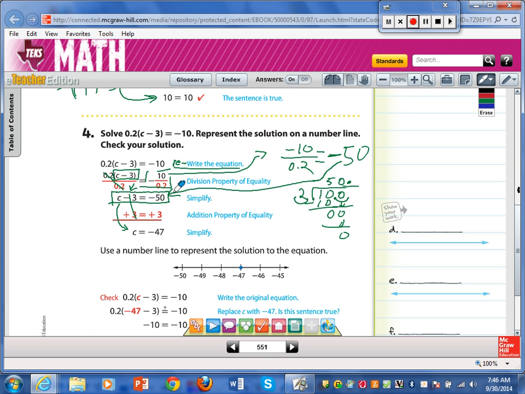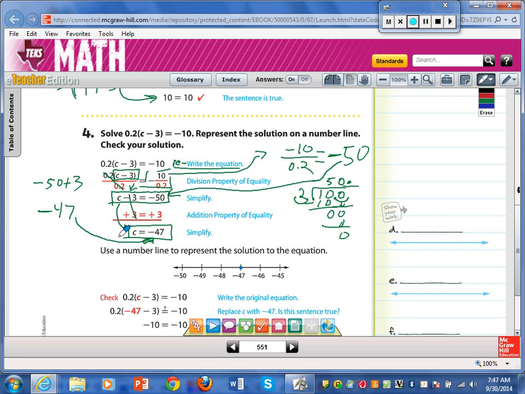So negative 50 plus 3, that's another problem that you have, negative 50 plus a 3. Since the signs are different, that means we have to subtract. 50 minus 3 is 47. Now, since we have more negatives than positives, we keep the sign of the negative 50, then your answer is negative 47. And that's how we got negative 47 here. So this is the solution. C is equal to negative 47.